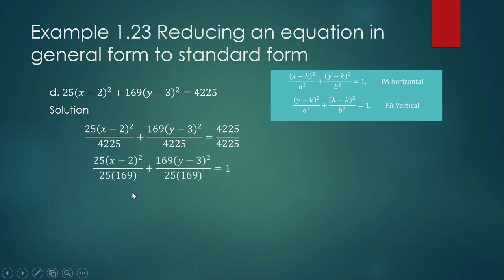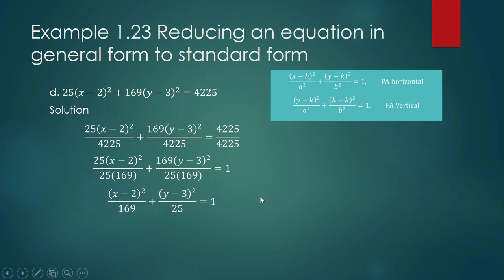And, well, I wrote this book, so I intentionally chose the coefficients to be 25 and 169 so that we can easily cancel common factors. So 4225 is just equal to 25 times 169. We cancel common factors, and we came up with this one. This is now in standard form. In particular, this conforms with this standard equation.